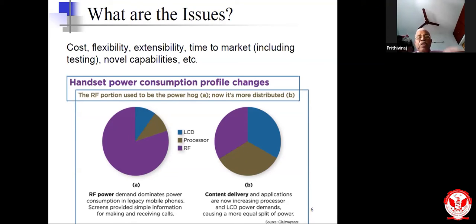The RF would have been the portion which used to consume maximum power. So we say it's a power hogging criteria. Now it is more distributed than what it was earlier. So RF power demand dominates power consumption in legacy mobile phones. Now content delivery and applications are increasing processor and LCD power demands, causing a more equal split of power. Otherwise, they were skewed towards the RF side. Next slide.